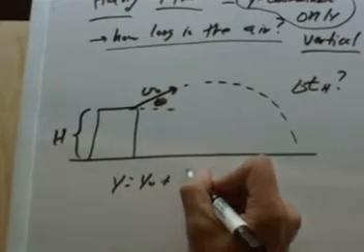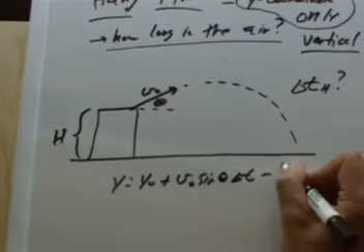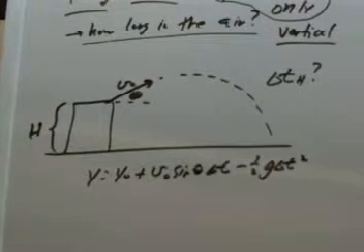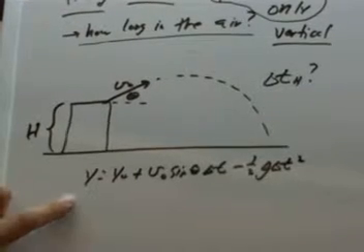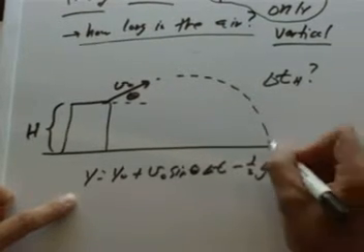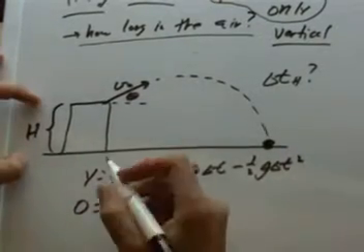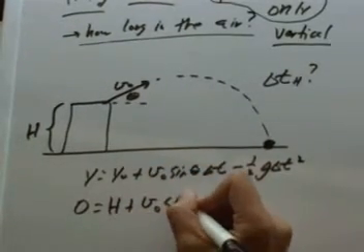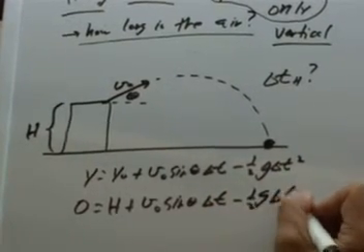y is equal to y naught plus v naught times the sine of theta delta t minus 1/2 g delta t squared. Same equation governs the motion, even though it's greatly asymmetric now. Launched from a building, not the ground anymore. But now we just start interpreting the symbols in here. The final height is where the object actually hits the ground. That's going to be 0 again, just like in the last example. Now it's not launched from 0, it's launched from a height h above the ground, so there's your h. And we're still going to have the v naught times the sine of theta times the delta t minus the 1/2 g delta t squared.